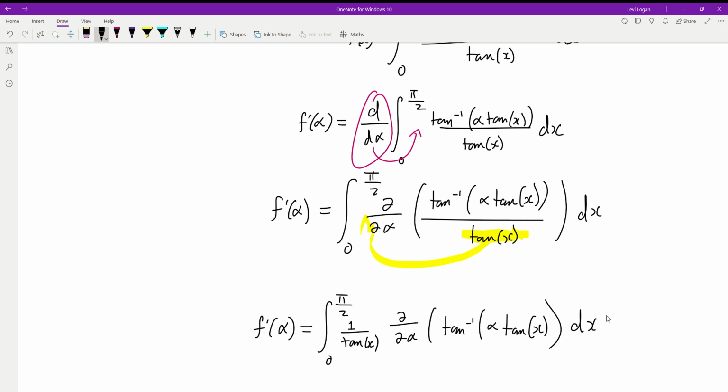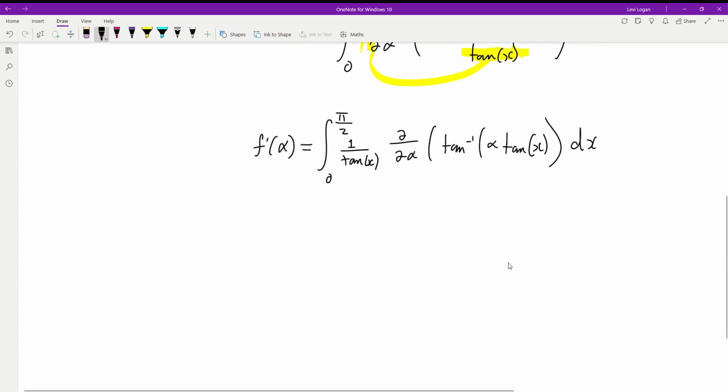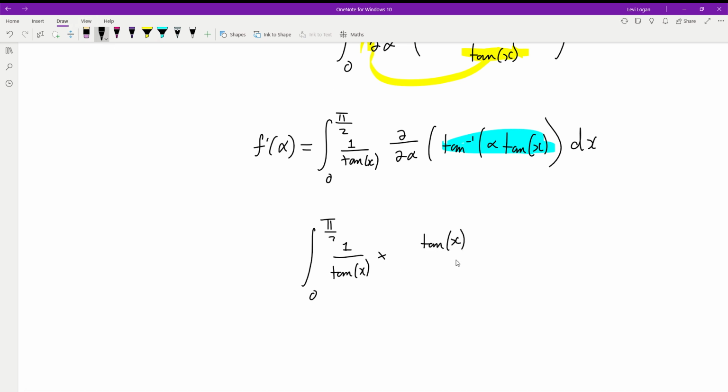Now, when we differentiate this, we get the derivative of the inside, which will be tan x. So we'll have the integral from 0 to pi on 2 of 1 over tan x. When differentiating this, we differentiate the inside function, which is tan x, so we multiply by tan x, and then it will be 1 over all of this squared.